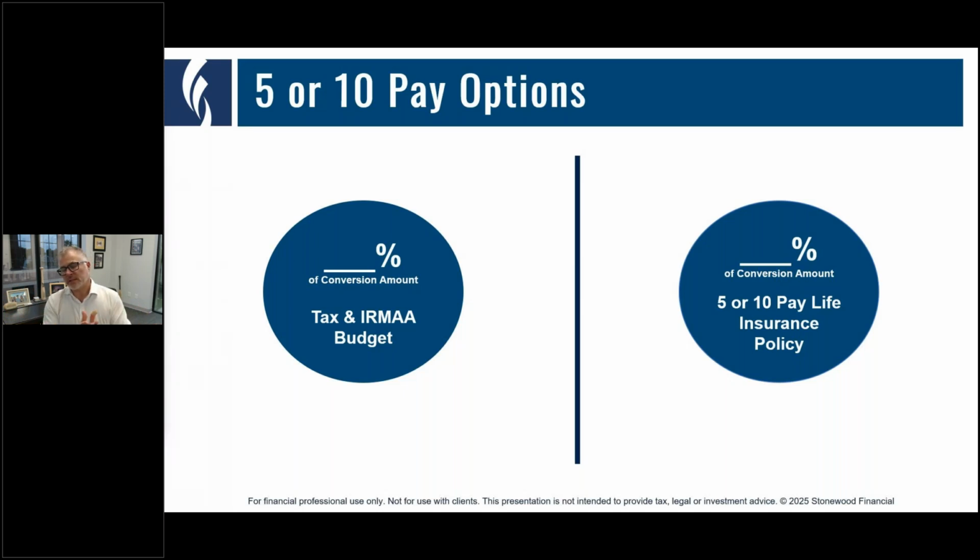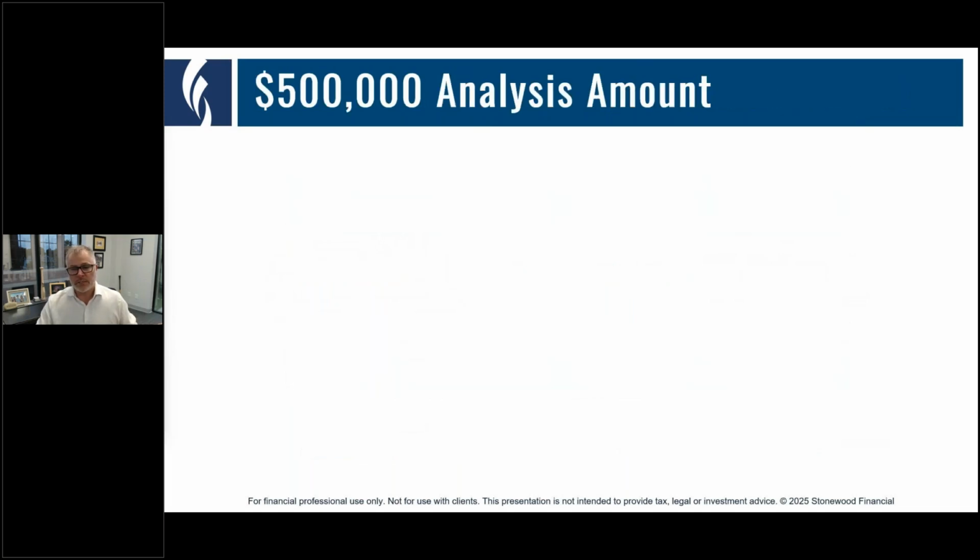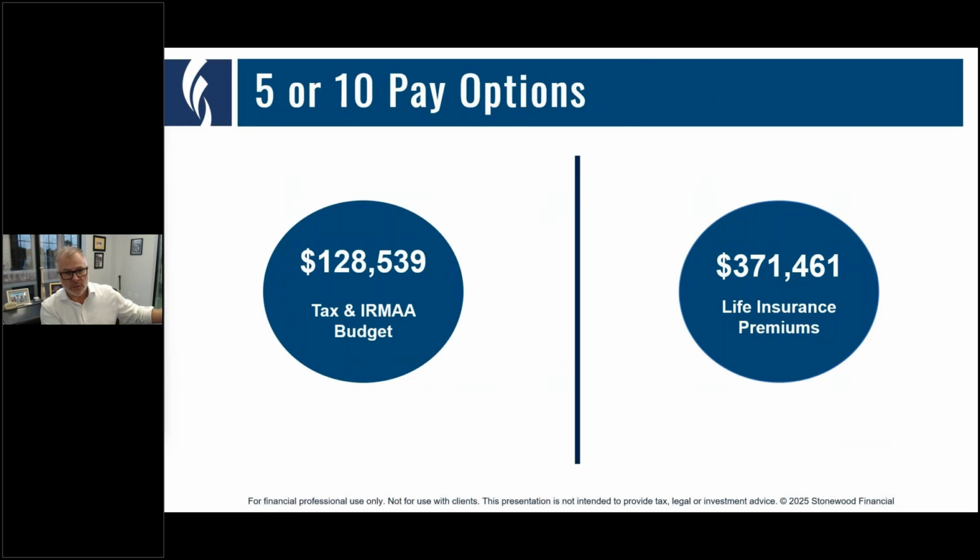So we need to know in advance how much money is going to be going to taxes and then how much is going to be left over for that life insurance. So Roth Done Right can actually work for that. It can actually tell us exactly what's going to be in that tax and IRMAA budget. So if we're doing a 5-pay or 10-pay, you go into Roth Done Right, you run that report, and that bottom line there, the convert to tax free, that tells you what the taxes are going to be based on the income assumptions you put into the software. That's your number. That's your tax and IRMAA budget right there. So you take your 128, and that's what goes into the structure here. So you know that you've got the 128. Now I like to round it.